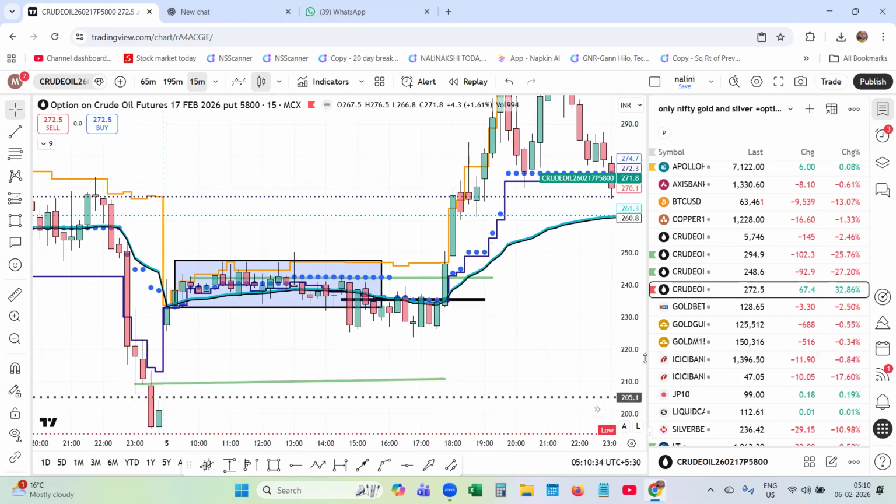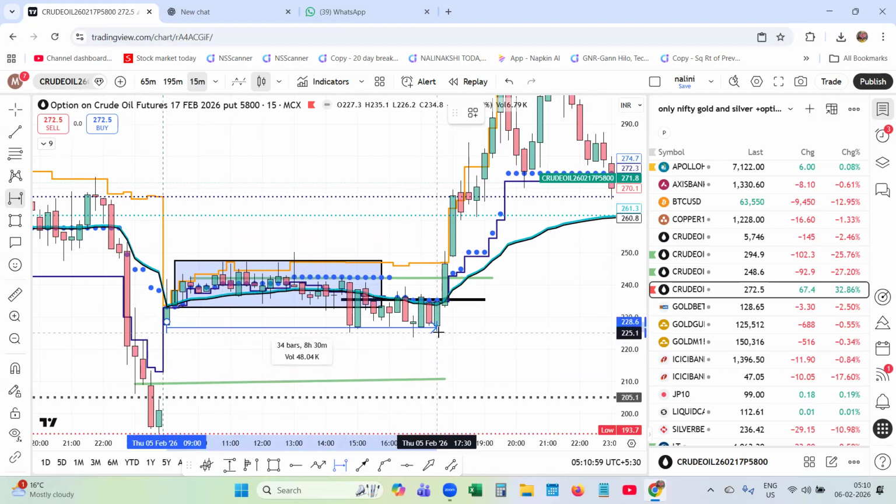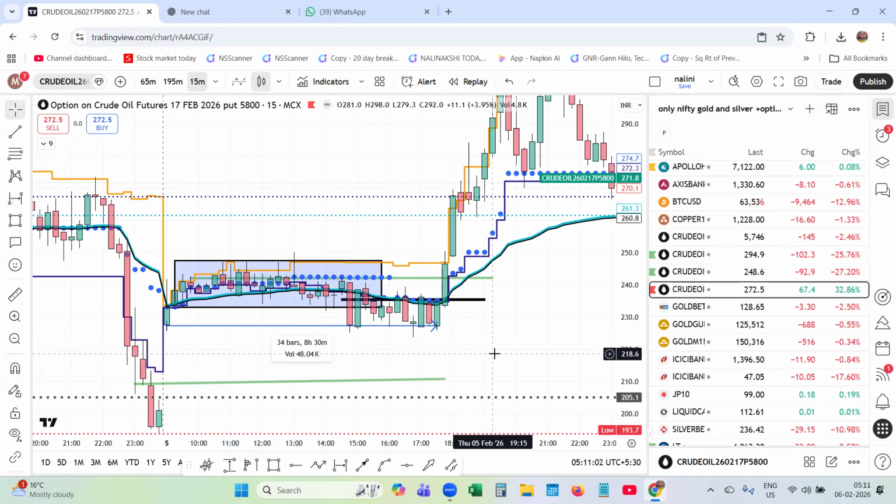So, see how much time it has taken for this imbalance. 8 candles. 8 candles means almost 1.5 hours of manipulation. Let us measure how many candles for this manipulation, time-wise. See, it has taken 8 hours 30 minutes. 1.5 hours of manipulation has taken 8 hours 30 minutes for the market to balance out.